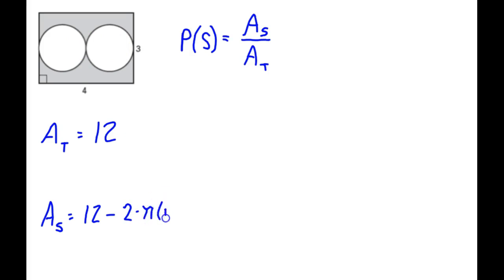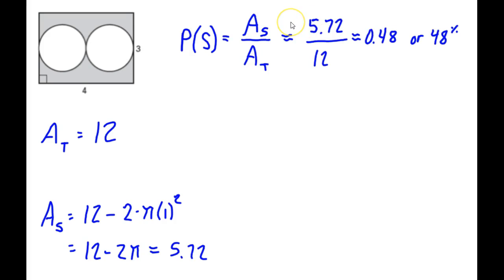Pi times the radius, which is 1 squared. Now if we simplify, we get 12 minus 1 squared is 1. 1 times pi is just pi. So we're subtracting 2 pi, which leaves us with approximately 5.72 for the area of that shaded region. Plugging in our known values for the area of the shaded region and area of the total, we get approximately 5.72 square units divided by 12 square units, which gives us approximately 0.48 or 48%.